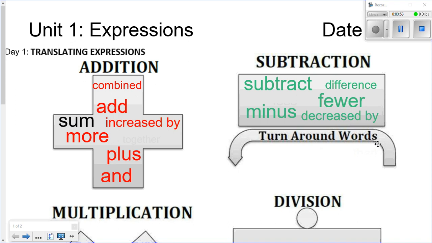Some turnaround words, which means you're going to have to flip it when you do it mathematically, are less than. 3 less than 12 does not mean you write 3 minus 12. 3 less than 12 means you're doing 12 minus 3. So you have to turn it around a little bit. Fewer than. If you add the 'than' on the end of fewer, it becomes a turnaround word. From is another one. 3 from 12 means you're doing 12 minus 3.